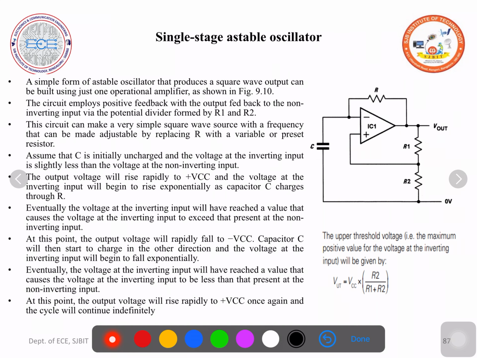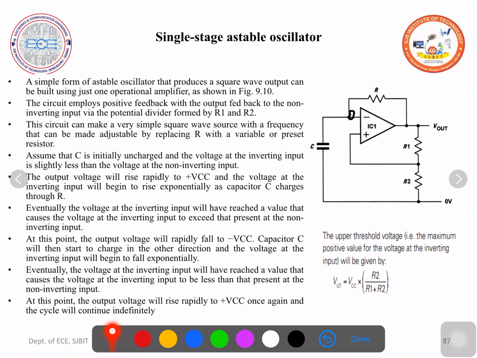So I hope you have understood. Now the upper threshold voltage, that is the maximum positive value for the voltage at the non-inverting input, using the voltage divider rule, is equal to VCC into R2 divided by R1 plus R2. This is about the single stage astable oscillator.